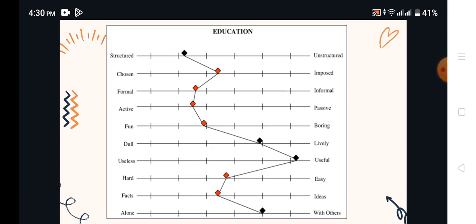So this is an example of a semantic differential scale. As we can see, there are two opposite adjectives at both ends and respondents are to mark their position.